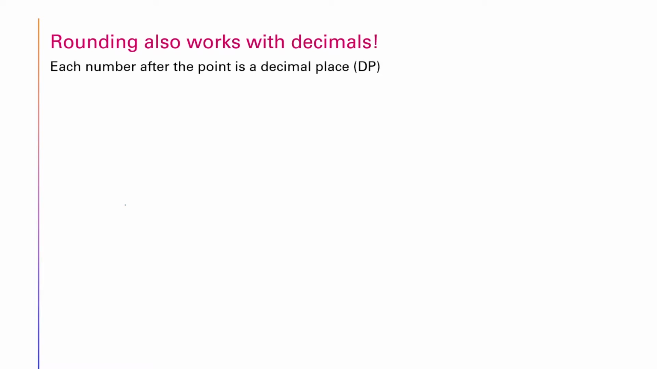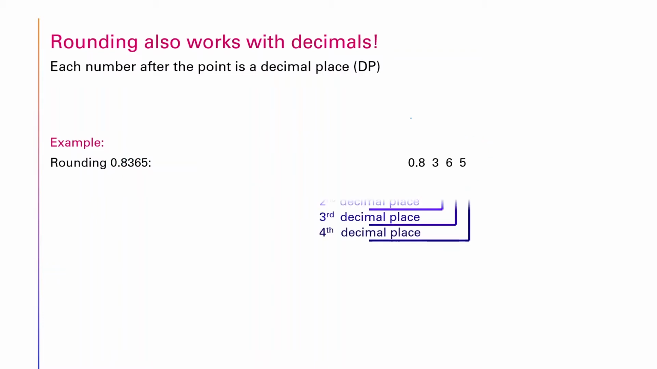Rounding also works with decimals. Each number after the decimal point is a decimal place, often abbreviated to DP. For example, rounding 0.8365. Now 8 is our first decimal place, 3 is our second, 6 is our third, and 5 is our fourth. So if we were rounding to the first decimal place, 8 would be the number we would be changing. The number to the right of 8 is a 3, and we know that numbers 0 to 4 are rounded down. So our answer would just be 0.8.